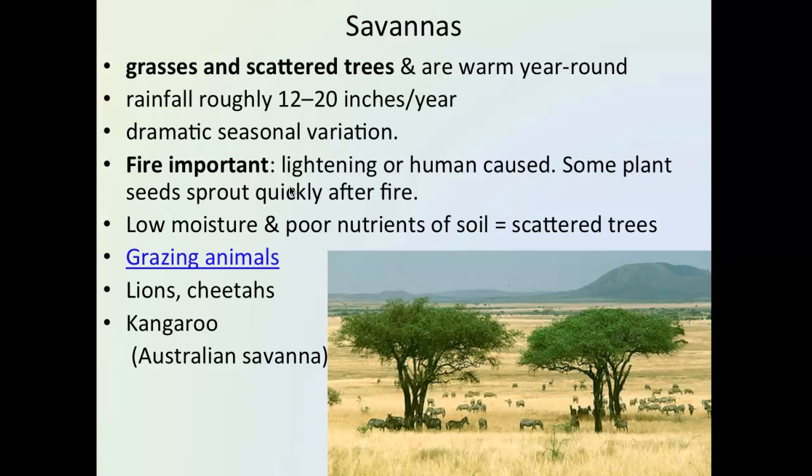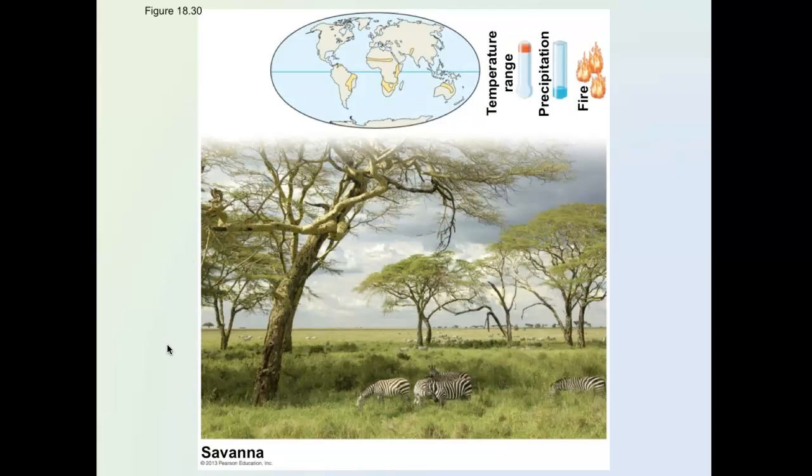The reason why savannas have just a few trees here and there is because the soil doesn't have a whole lot of nutrients, and also the moisture is pretty low here. You have a lot of grazing animals in the savanna. I'll put this link in your lab. And then lions and cheetahs, and then the Australian savanna will have kangaroos in it. All right, the desert. Oops, so here's a picture of the savanna.